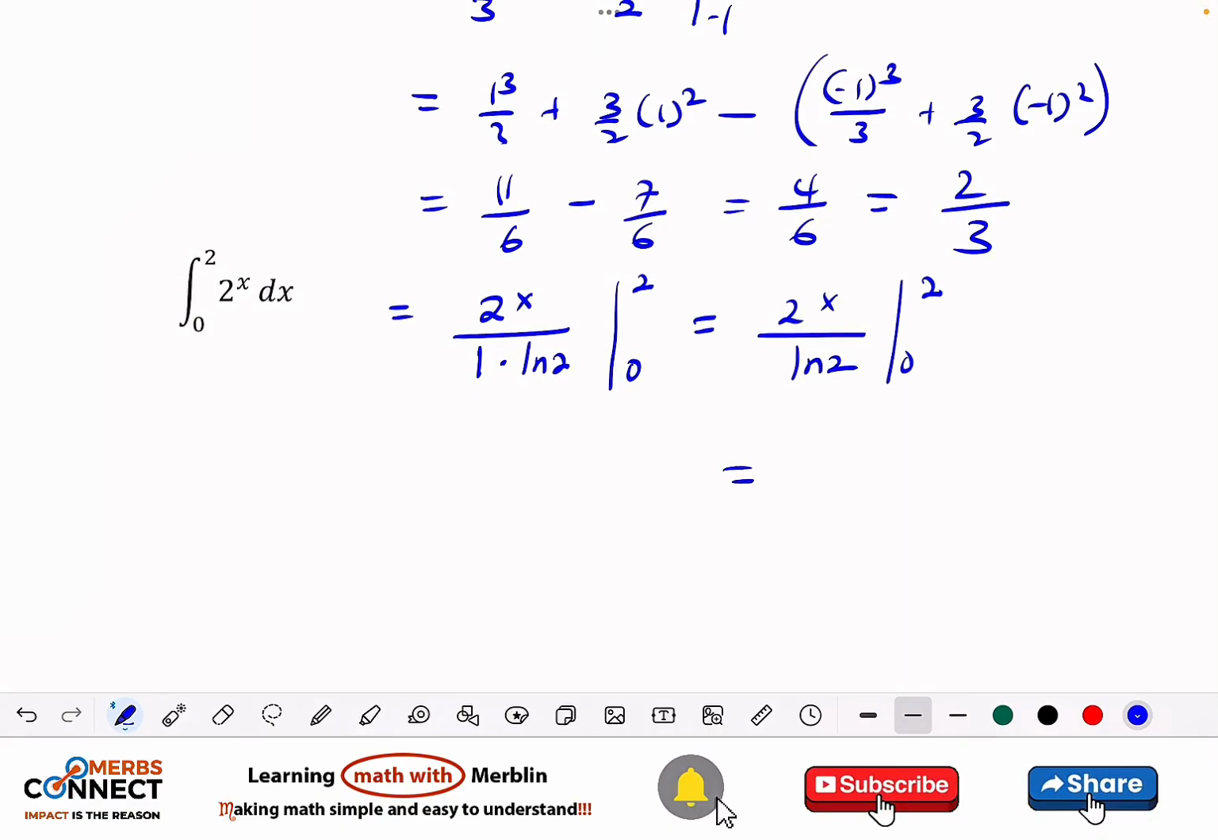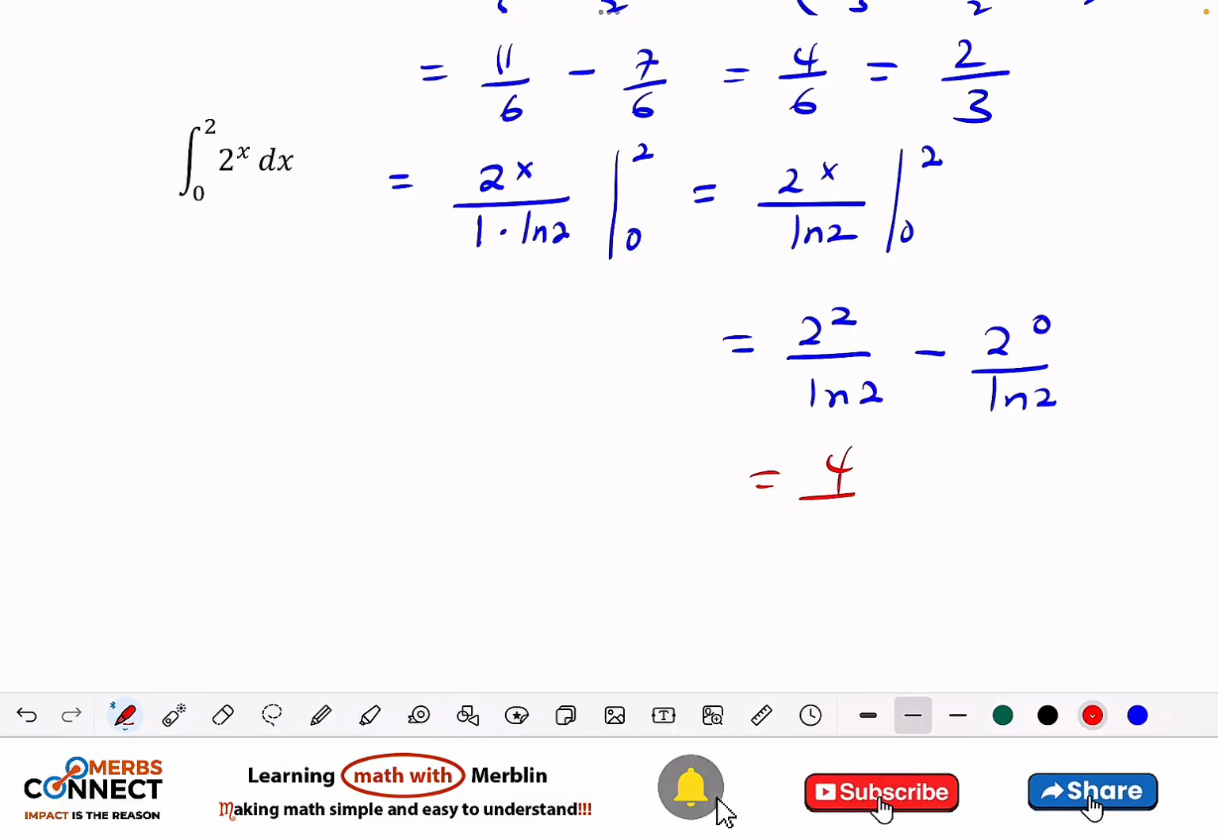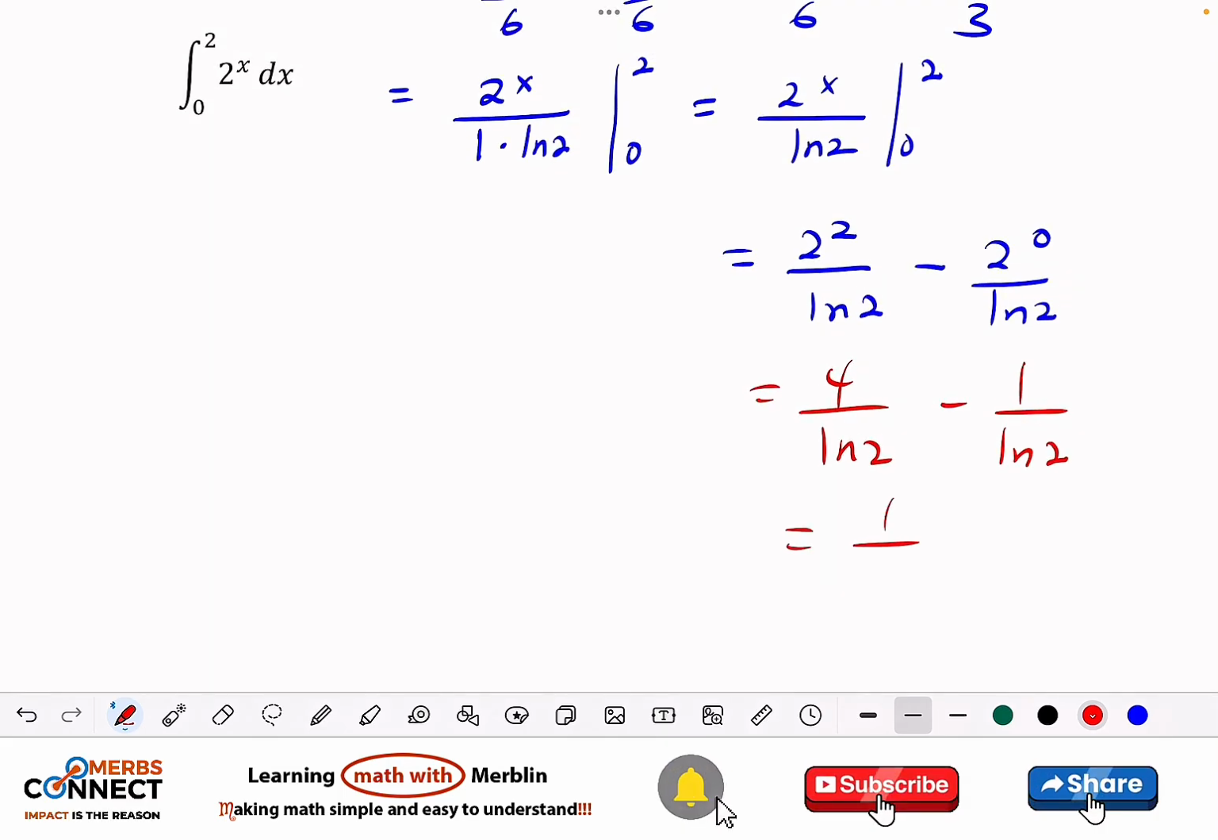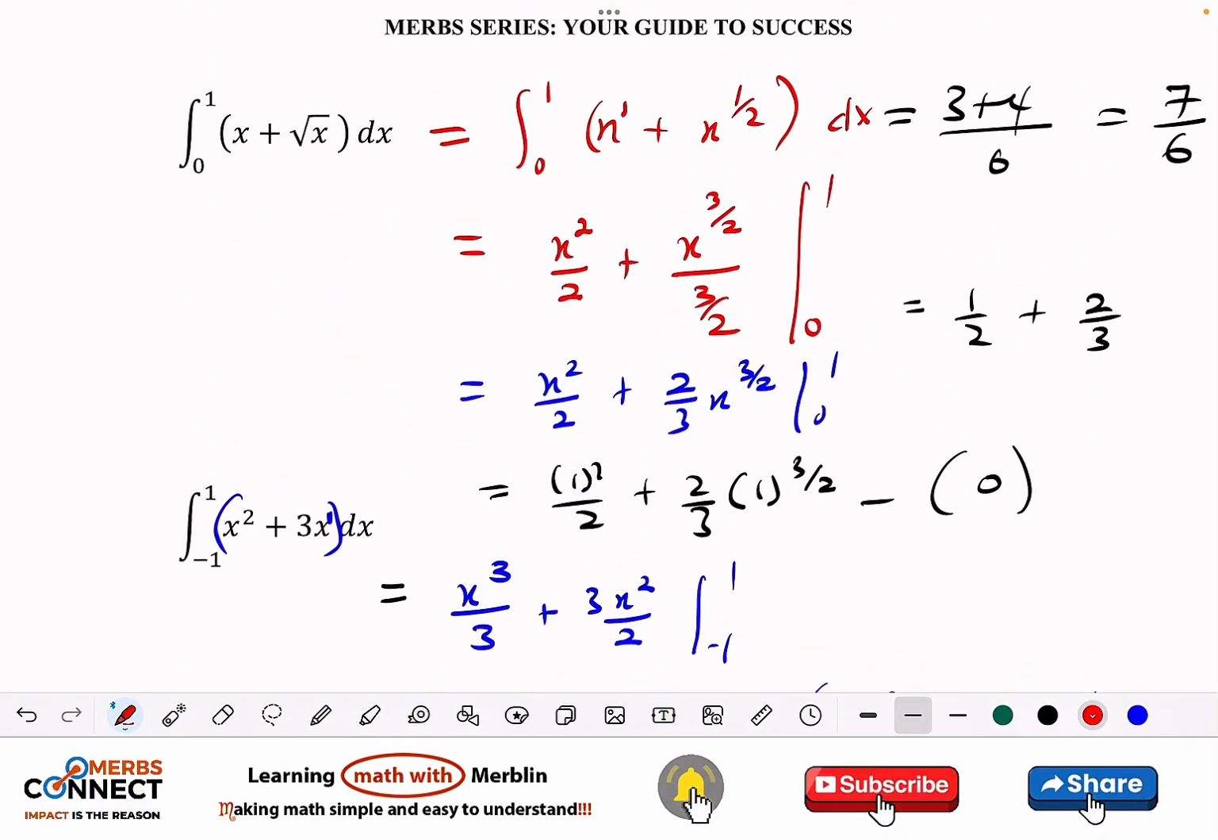And this is going to give us, plug in 2. So 2 to the power 2 divided by ln 2 minus, plug in 0, 1 divided by ln 2. So this is going to give us 4 divided by ln 2 minus 1 divided by ln 2. So that's what you're going to get. I think you can factor ln 2 out and get something like 4 minus 1. And this is going to give us 3 divided by ln 2. Good. So this will be the final answer for this one.